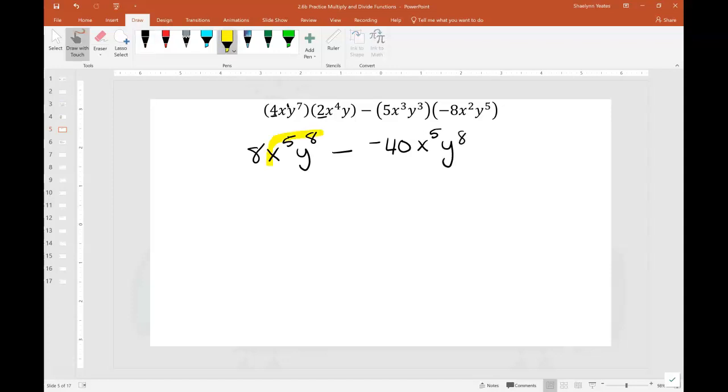So again, let's check this. Are they exactly the same? Yeah, they are. So we've got 8 minus negative 40, so that's 48. And then everything remains the same. So this stays exactly the same. The variable does not change, but our numbers can, because 8 minus negative 40 is 48.